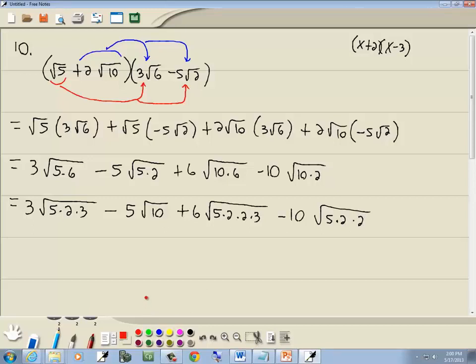Well, after I've done the prime factorization, there's nothing in my first radical here, but in this one I see I got a pair of 2's. So a pair of 2's will come out in front as a single 2. And here I got a pair of 2's, so those will come out in front as a single 2.